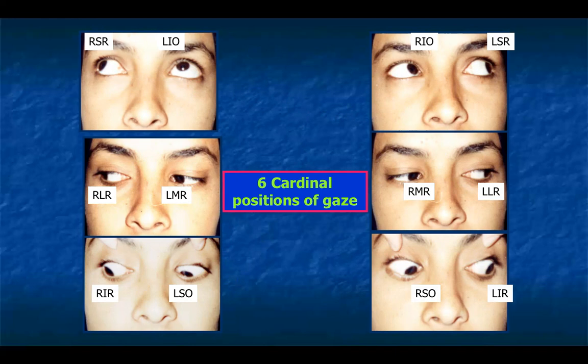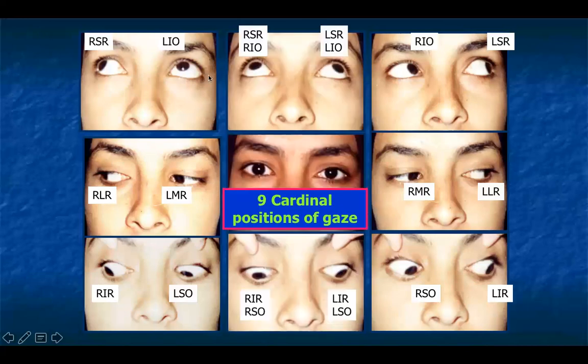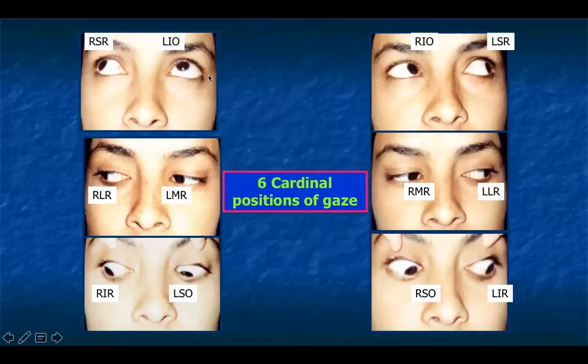Looking up and to the right, we are testing the right superior rectus, which elevates the abducted eye, and the left inferior oblique, which elevates the adducted eye. On gaze up and to the left, we are testing the left superior rectus and the right inferior oblique. Gaze down and to the right, we are testing the right inferior rectus, which depresses the abducted eye, and we are testing the left superior oblique, which depresses the adducted eye. On gaze down and to the left, we are testing the right superior oblique and the left inferior rectus.